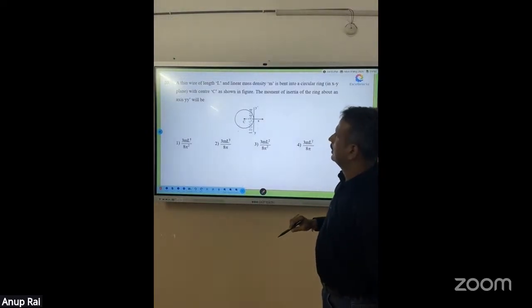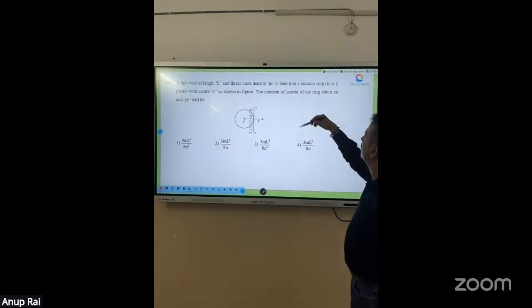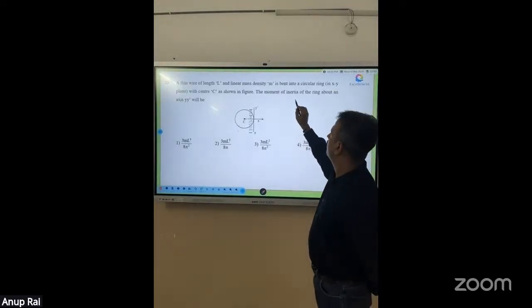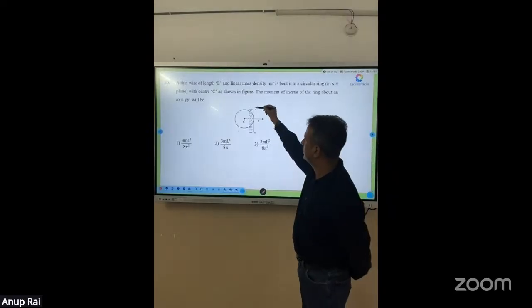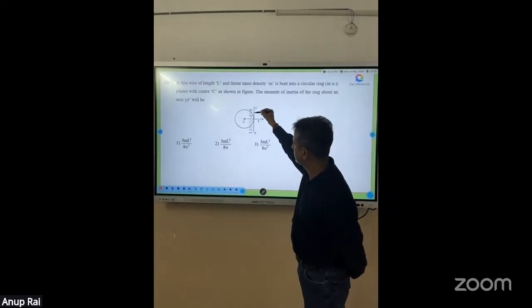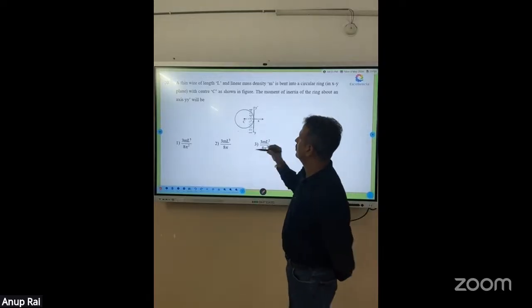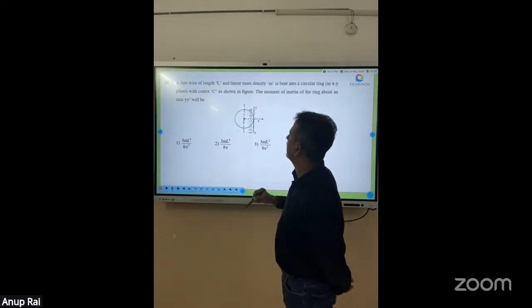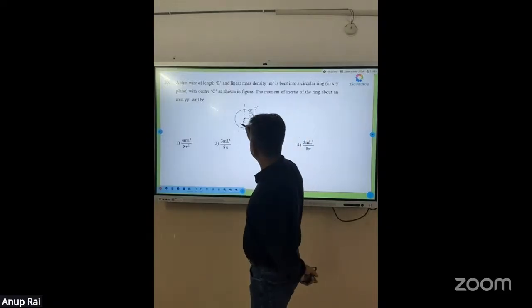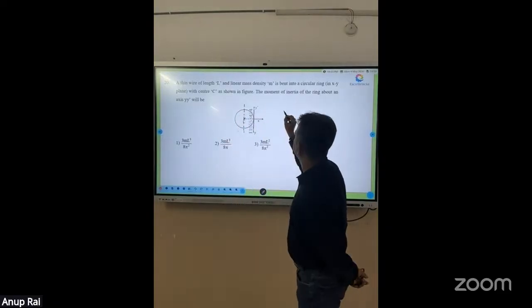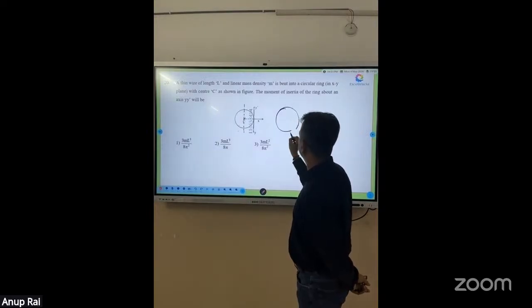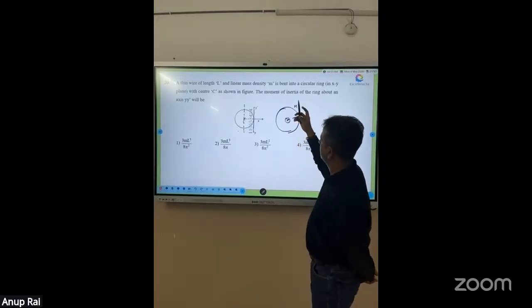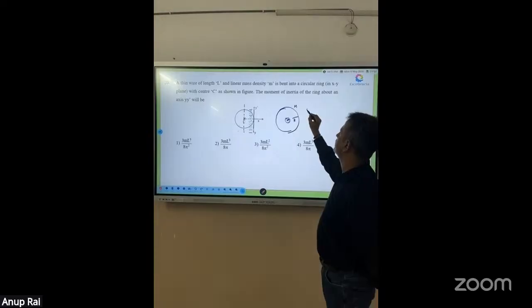A thin wire of length L and linear mass density lambda is bent into a circular ring in the XY plane with center C. The moment of inertia of the ring about an axis y dash. It is a tangent, right? About this axis we need to calculate. To reach there, we first need to calculate about this axis, what we usually recall about the ring. If it is a ring of mass m and radius r, and this is the axis perpendicular to the plane, the I is given as mr square, right?